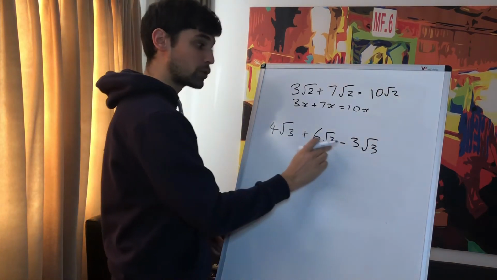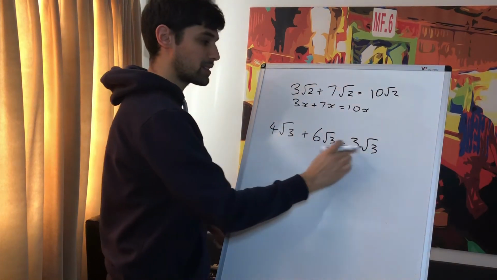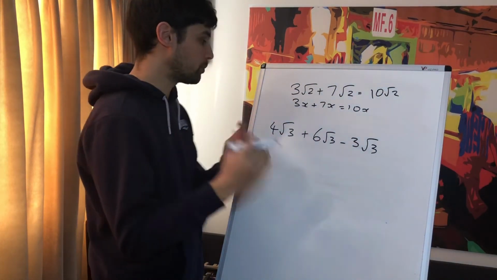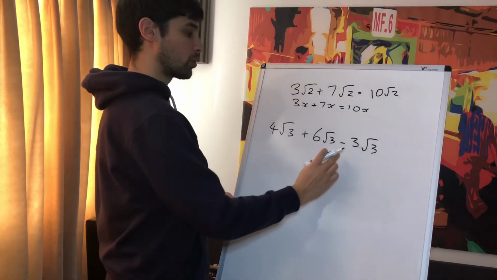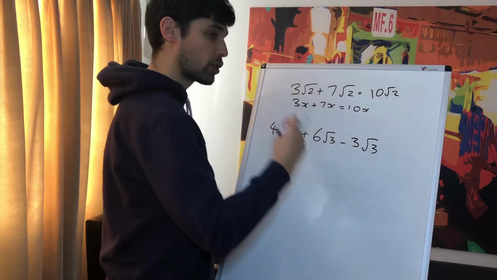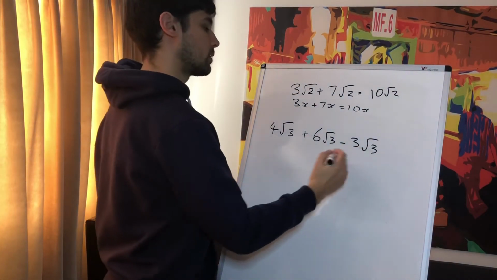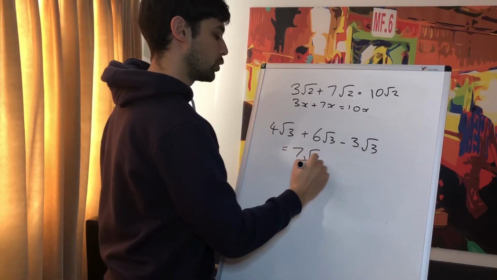So let's have a look at this one. 4 root 3 plus 6 root 3 minus 3 root 3. All of the surds are the same, so we can combine them. 4 root 3 plus 6 root 3 is 10 root 3. Minus 3 root 3 is 7 root 3.